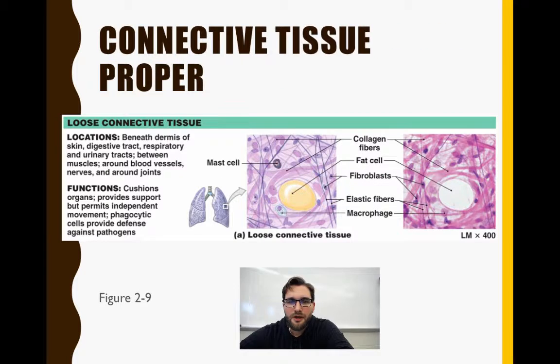Your loose connective tissue can be found beneath the dermis of your skin, the digestive tract, respiratory and urinary tracts, between muscles, around blood vessels, nerves, and around joints. The major jobs of your connective tissue include cushioning of organs. It provides support. It also permits movement. There are phagocytic cells, meaning that those cells can help to destroy pathogens or disease-causing agents.